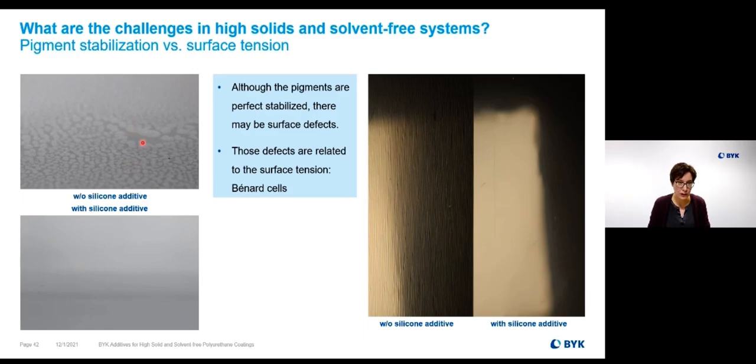Here you see perfect Bernard cells. Due to the fact that we reduce the surface tension of the coatings, we do not have any difference in surface tension between the pigment particles during the solvent evaporation. That is one very important point when we talk about surface additives in solvent-containing coatings.